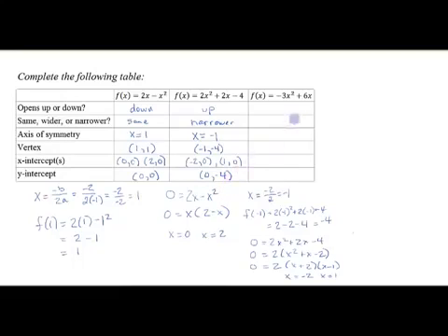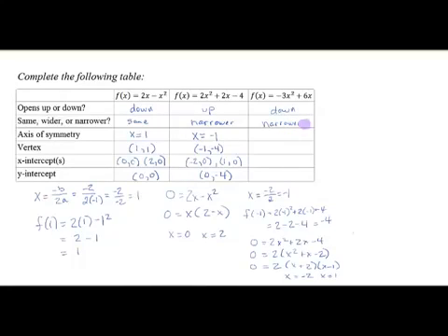And let's look at this equation. Does it open up or down? Well, this is a negative there, so we're going to say this one opens down. And is it the same, wider, or narrower? Again, the absolute value of negative 3 is positive 3, which is bigger than 1. So this is going to be a narrower parabola than the standard y equals x squared parabola.